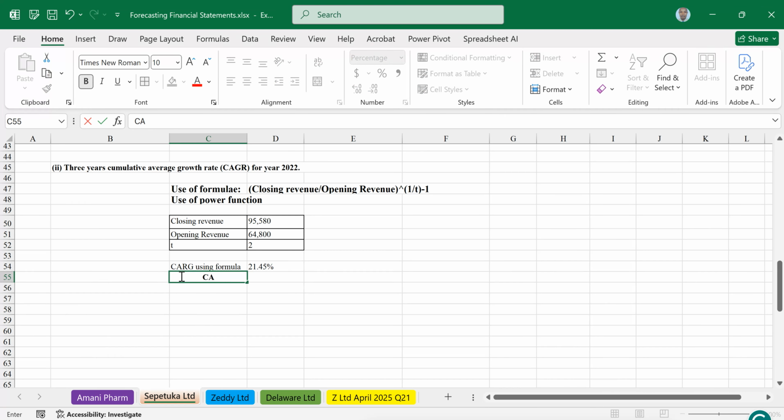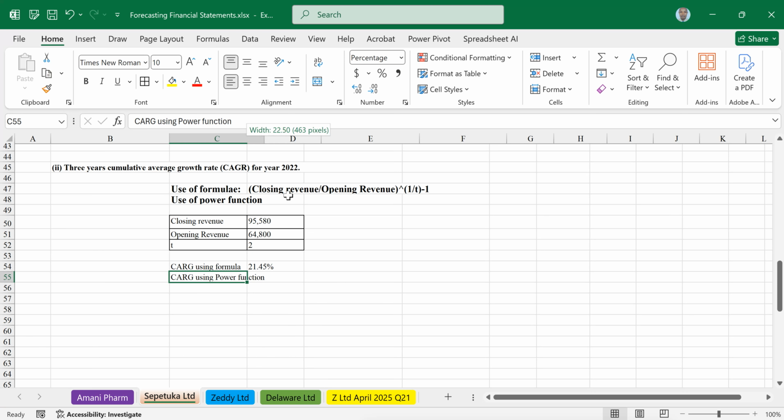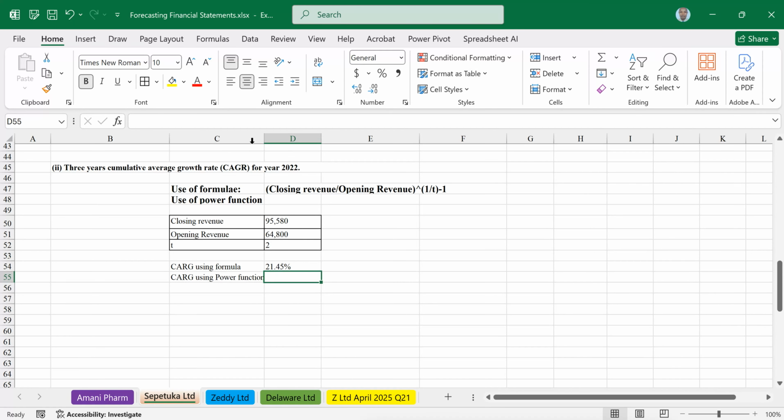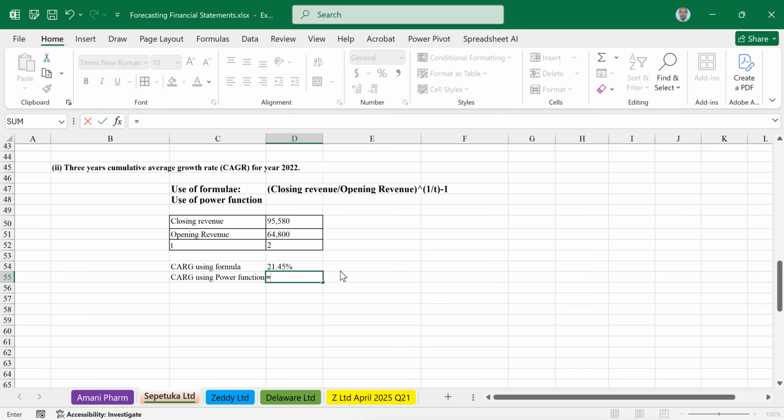CAGR using the power function. Now, when using the power function, CAGR will be as follows: equal sign, power, then tab.